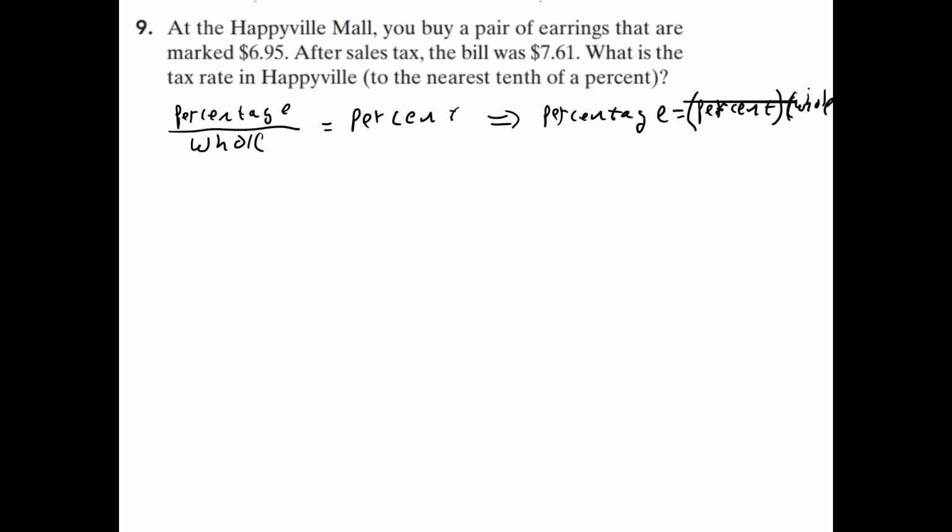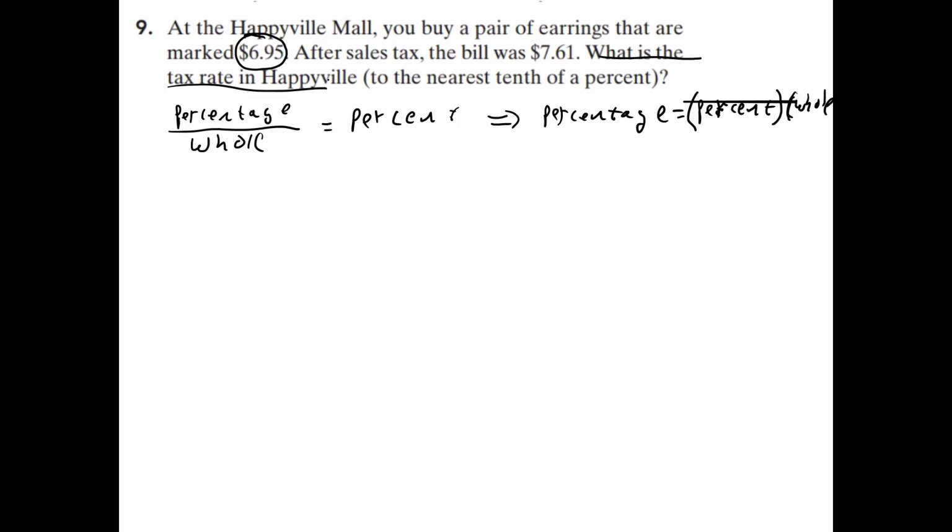Okay. But we have more pieces than that here. In the context of this problem, the percentage is the taxes that you paid, and that was not given to us. The whole, what we're comparing the percentage to, is the ticket price, and that we are given. This is the whole. And so we're also not given the percent. It says, what is the tax rate in Happyville to the nearest tenth of a percent?